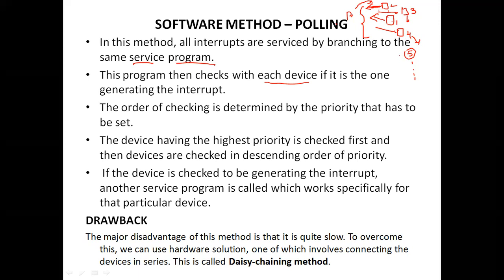So that is the main drawback over here. The disadvantage of this method is it is very slow. Why? Because each and every interrupt has to be checked whether it has been sent or not. So it has to be checked. So this is called polling method. Which device polls? So we have to check for each and every device. Which device polls, that service we are going to request. But this method is very slow.